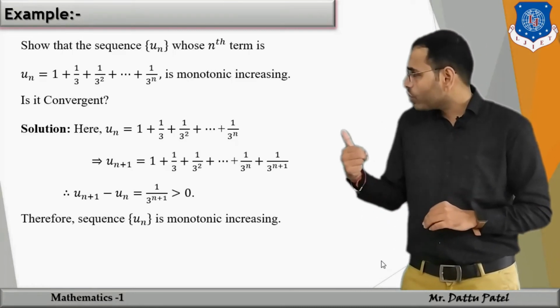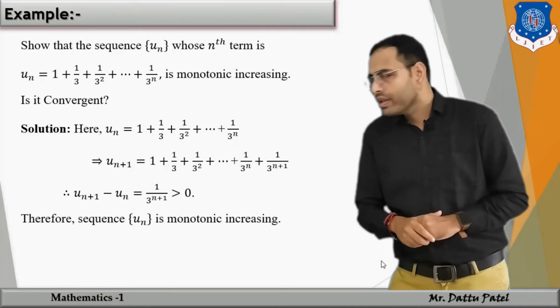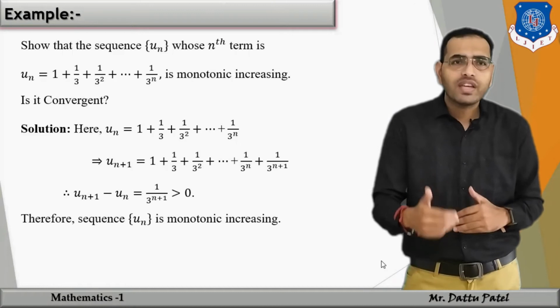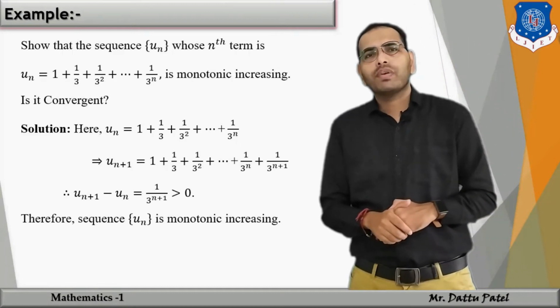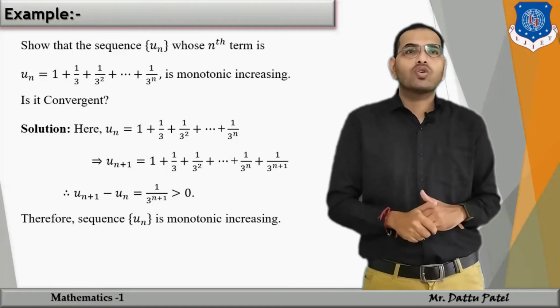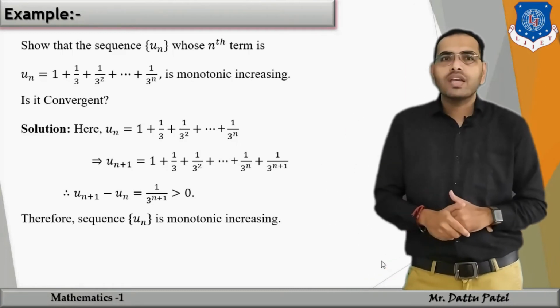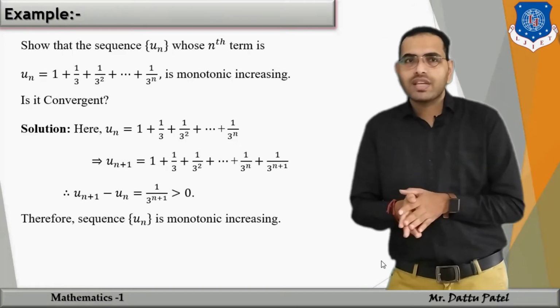Now subtracting these two consecutive terms, u(n+1) minus u(n), we get 1 upon 3 raised to n plus 1, which is greater than 0 for all n belonging to N. Therefore the sequence u(n) is monotonic increasing.